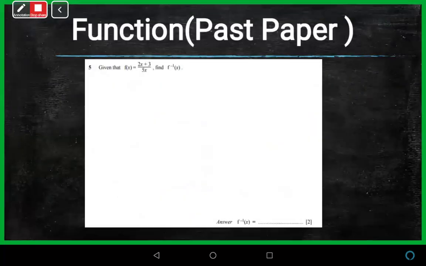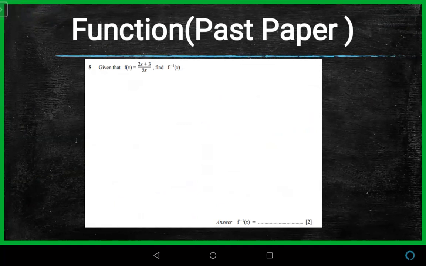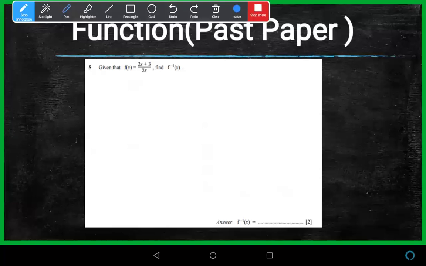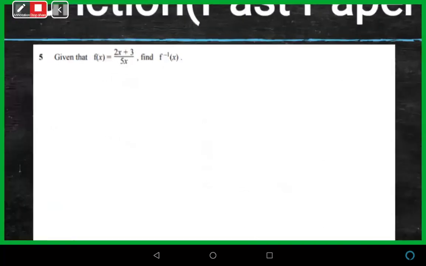Now moving toward the next question, and this will be the last question of today's class. I hope everything is clear in the function topic, and the function topic will be complete in this video. So what we have to do in this question, this carries 2 marks. We have to find the inverse.